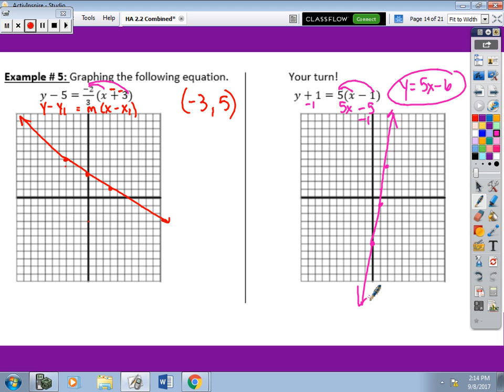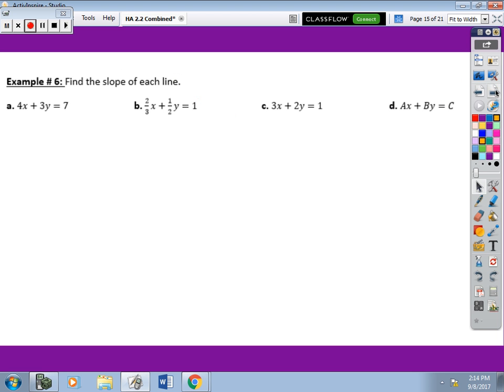Okay. The last thing we're going to look at are special types of lines, which are parallel and perpendicular. We'll get through as much as we can. So they want us to find the slope of each line. This is exactly what we did in the other problems. You would need to get this into slope-intercept form, and then you would need to just identify what M is.